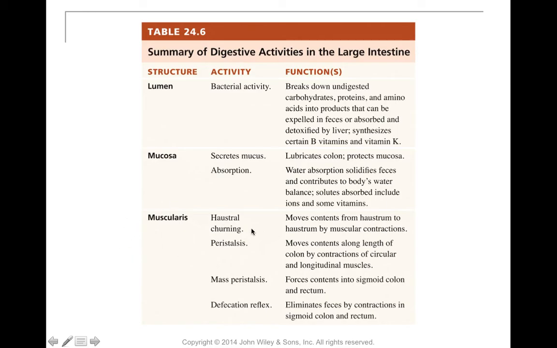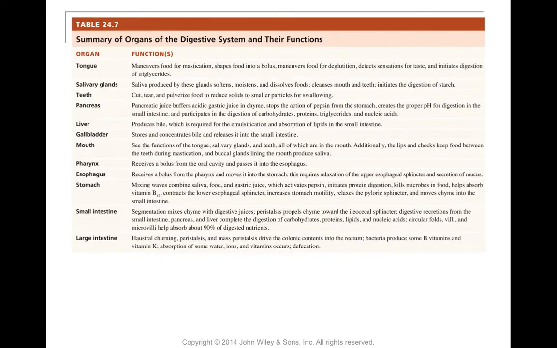They churn things around. So we have haustral churning inside each of the haustra, which moves contents from one to the next through muscular contractions. We have peristalsis, which moves things along the entire length by coordinated contractions of both circular and longitudinal muscles. And then mass peristalsis, whereby everything moves all at once, forcing the contents into the sigmoid colon and into the rectum, and therefore putting pressure on that external anal sphincter, which leads to that defecation reflex, whereby we eliminate the feces by contraction of the sigmoid colon and the rectum.